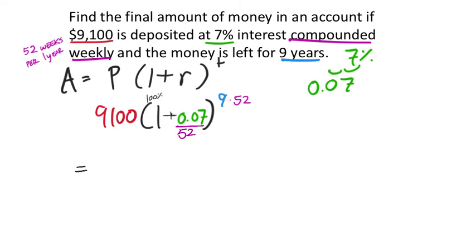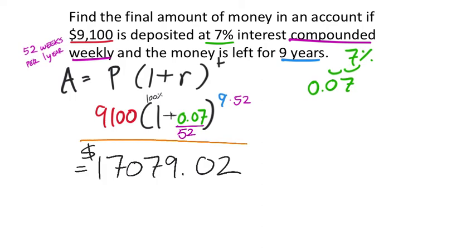Now this one, I'm not going to do it part by part. I'm just going to put this into the calculator. 9,100, parentheses, 1 plus, I'm going to use the fraction N over D button, 0.07 over 52, close parentheses, to the power of 9 times 52. The 9 times 52 is in the exponent function of the calculator. It spit out 9,217.02, rounded, this would be $9,217.02. Thank you. And don't forget to label these when you're doing them by hand, but we did it.